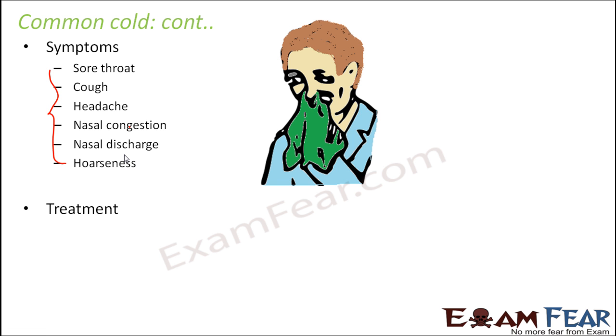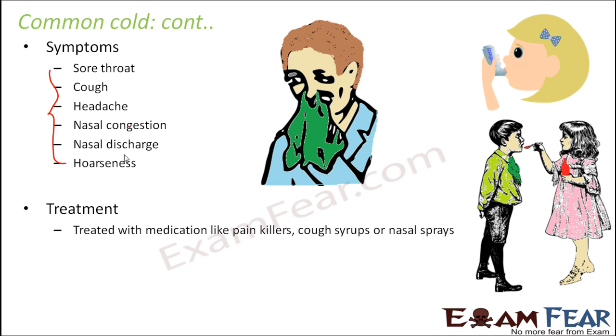Now, how do we treat common cold? It is normally treated with medication like painkillers, cough syrups or nasal sprays. In this case, you are not given antibiotics because there is no bacterial infection as such. The infection is due to viruses, and antibiotics do not work on viruses. Painkillers are given because of the headache. Painkillers can reduce the perception of pain and you will not feel the pain. Cough syrups will reduce the cough, and nasal sprays are for the blocked nose. When your nasal pathway is completely blocked, these nasal sprays can help you.